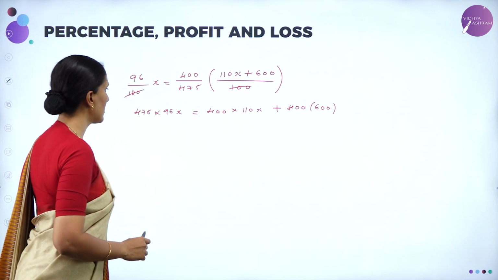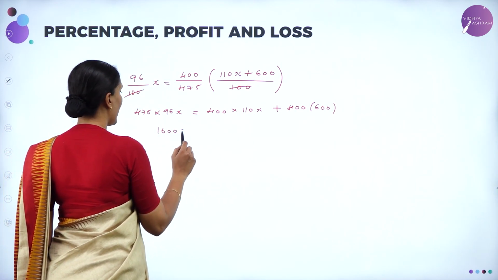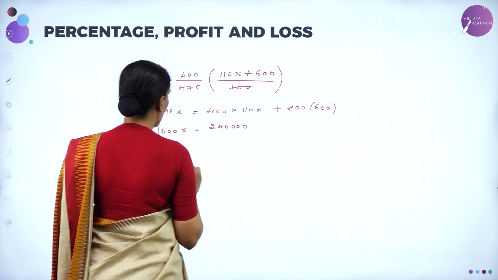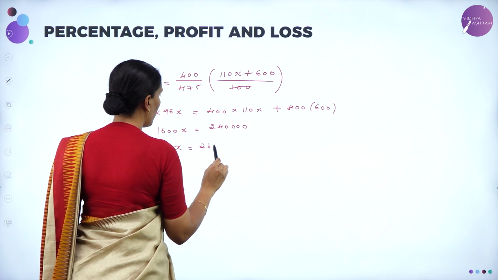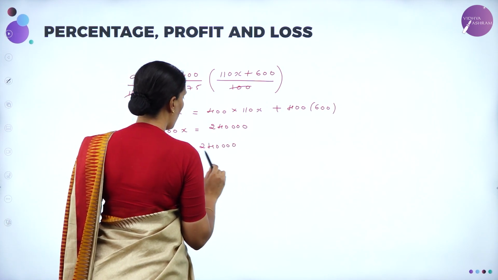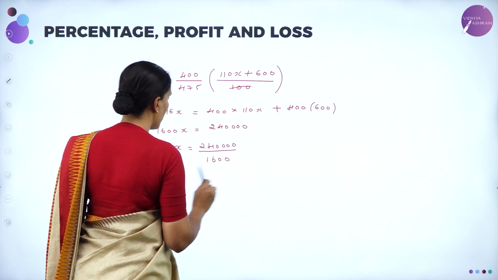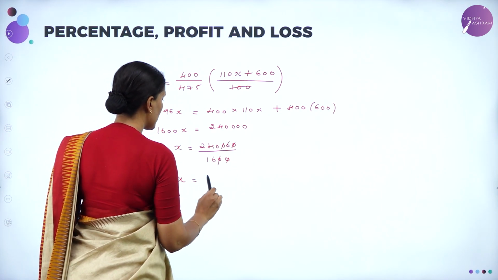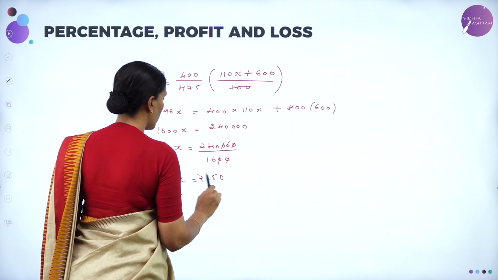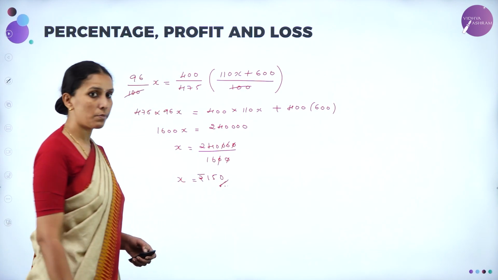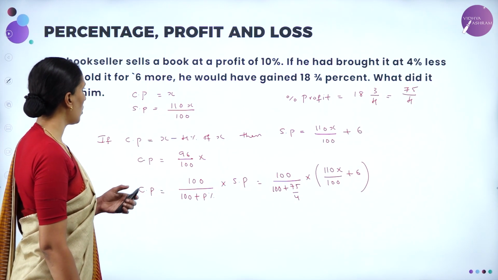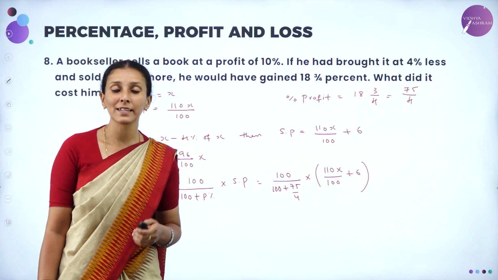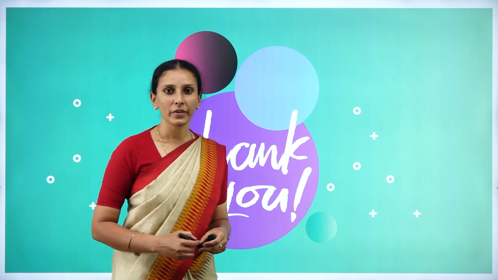So solving this, we will get 1600x is equal to 2,40,000. Now x is equal to 2,40,000 whole divided by 1600. So cancelling this, we will get it as 150. So therefore, the cost price of the book, or the original cost of the book where the bookseller has bought it, was rupees 150.